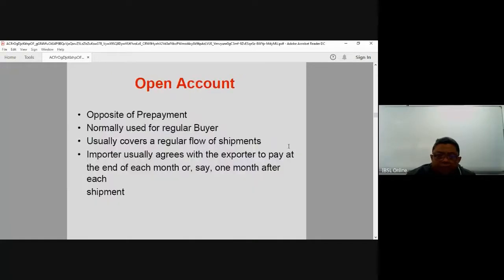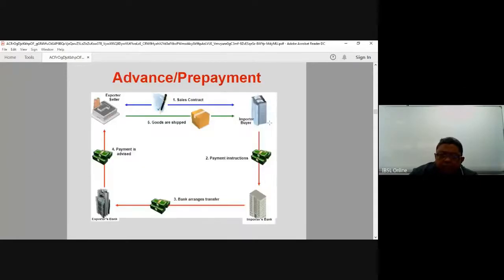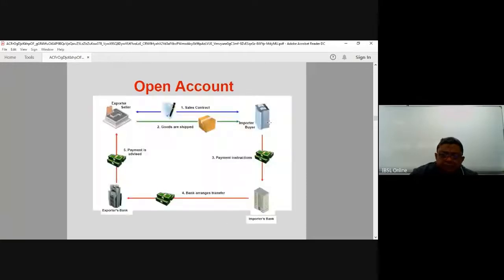Now, the second method of payment is called open account. Open account is the opposite of prepayment or advance payment. What happens here is the other way around. I'll go to the diagram straight away. Here, the exporter and the importer sign the sales contract. I told you, whatever the way they do it, they have to sign the sales contract. That's normal, right? You know it.